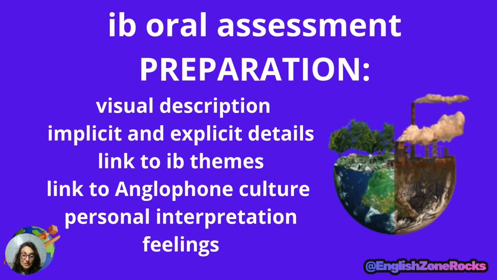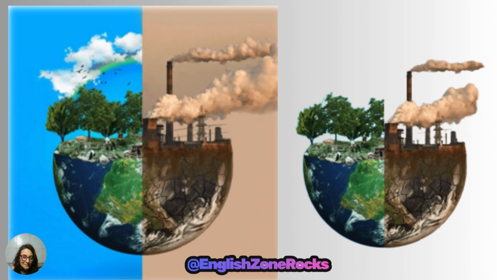This is a new picture description. Yes, this is one of the items that you may have while sitting for the oral exam, IB. We've got a visual description, implicit and explicit details that you need to mention, linked to the IB themes, more than one. At least one, but you've got more. Linked to an Anglophone culture, it may be two. You may mention some lessons, some videos that you've seen during the year, and you connect this to personal interpretation, and feelings. Good.